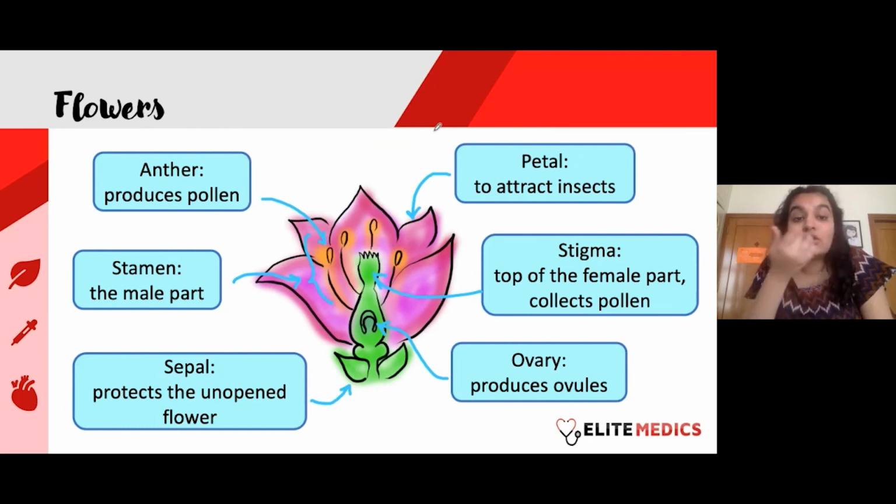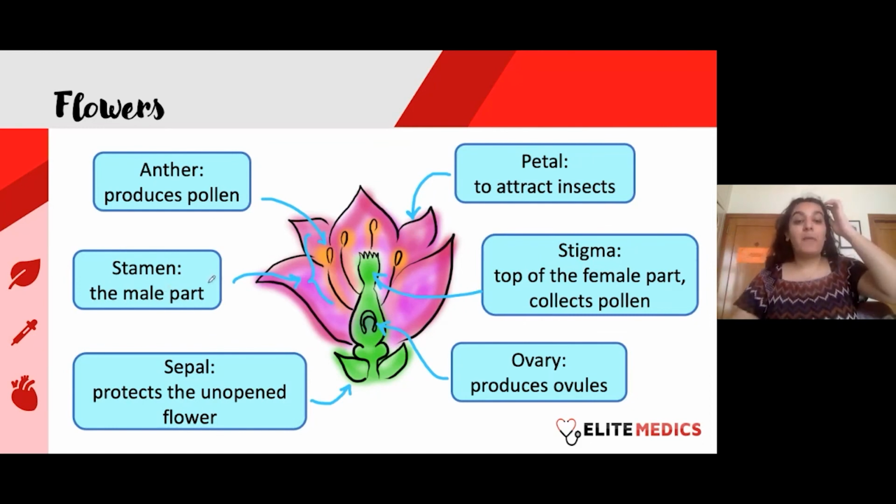Similarly, in plants, you've got a male part of the plant and a female part of the plant, but the difference is each plant has both a male part and a female part. So you don't really get male plants and female plants. They both contain what's known as a male part and a female part. The male part of the plant is the stamen.